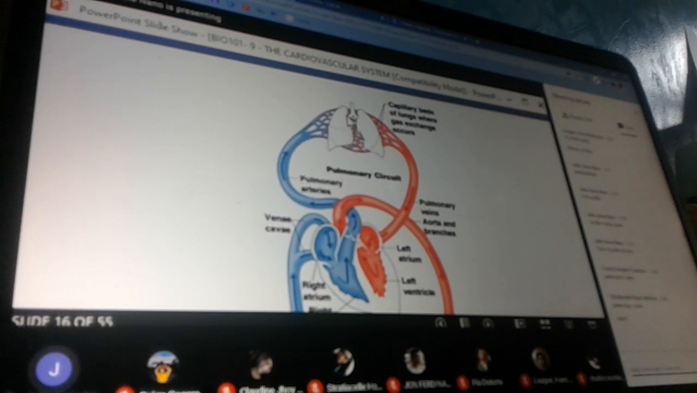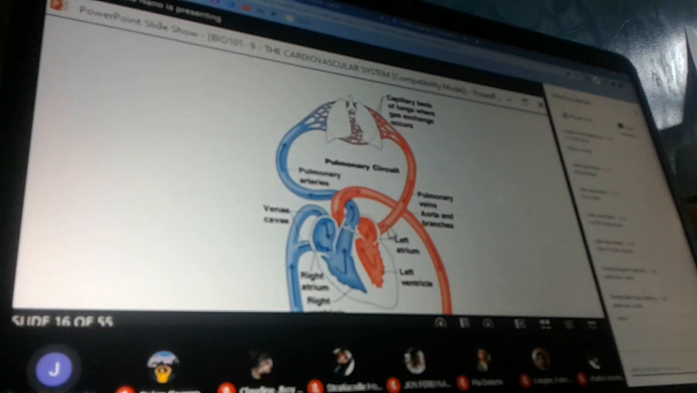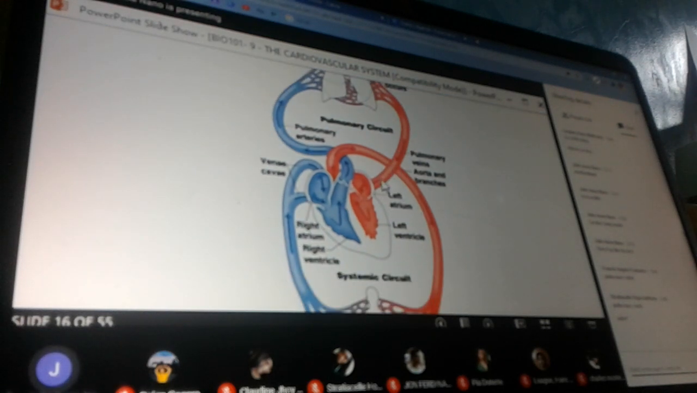Tapos pupunta sila dito sa ating lungs. So once na nag-inhale tayo, class, okay? Once na nag-inhale tayo, yung oxygen is mapupunta siya sa ating blood. Tapos yung ating carbon dioxide is ma-exhale, okay? So once na oxygenated na yung ating blood, class, babalik na siya sa ating heart. Okay? So dadaan na siya ulit sa blood vessels natin. Then papasok na naman siya sa ating left atrium. Okay? Papasok siya sa left atrium.